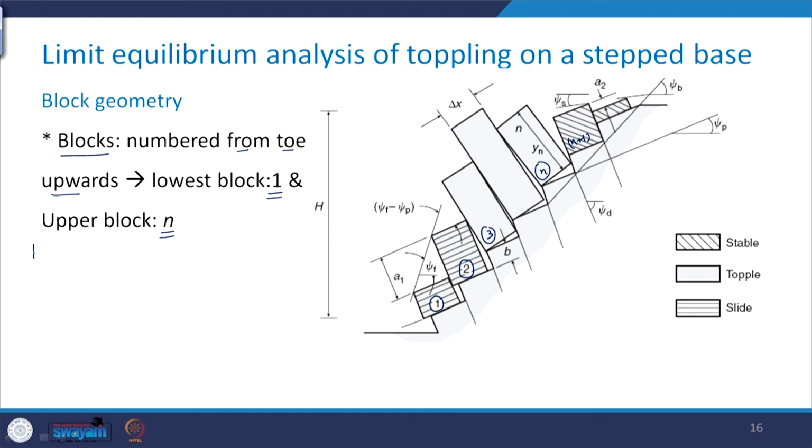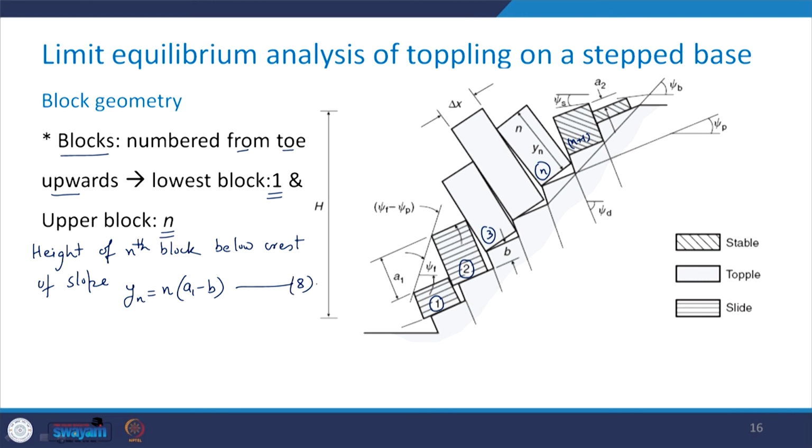So, here the height of the nth block below the crest of the slope is going to be yn equal to n into a1 minus b. This is equation number 8. Here you need to keep in mind that I am considering this b the same for all the blocks. Otherwise, I will not be able to arrive at this expression.